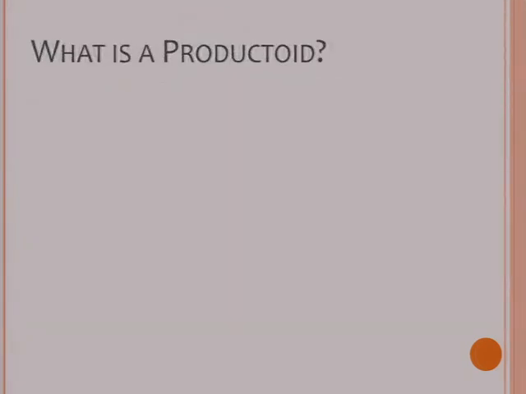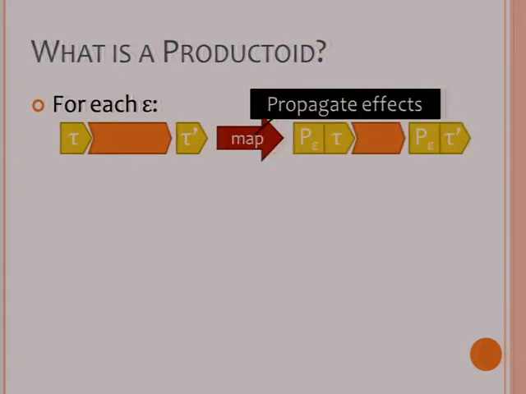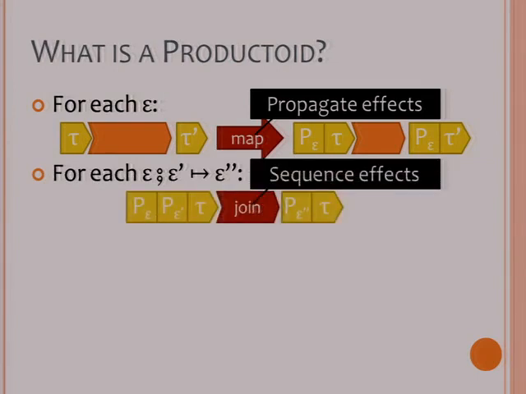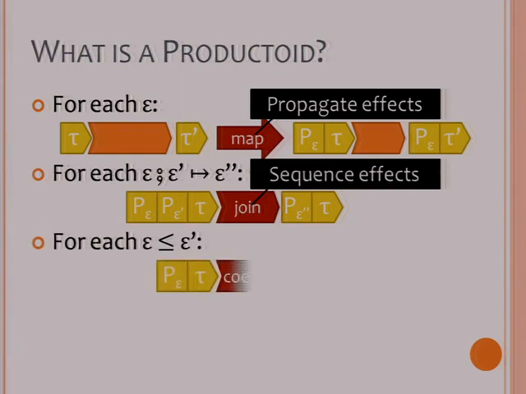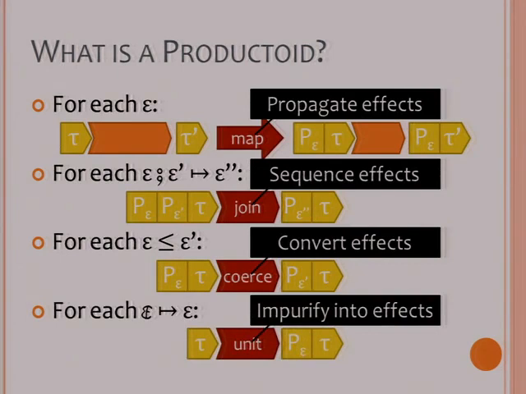And so to recap, a productoid has a map operation for every effect showing how to propagate it through pure code. And it has a join operation for every sequencing permitted by the effect system showing how to simplify doubly effectful values into singly effectful values, which when combined with the map operation gives you a way to sequence computations together. What I haven't shown you is that there's also a coerce operation for every sub-effecting in the system showing how to convert sub-effectful values to super-effectful values. And there's a unit operation for every effect that can be assigned to pure code showing how to turn pure values into effectful values. But note that we only need the unit operation when the effect system says this effect should be applied to pure code.